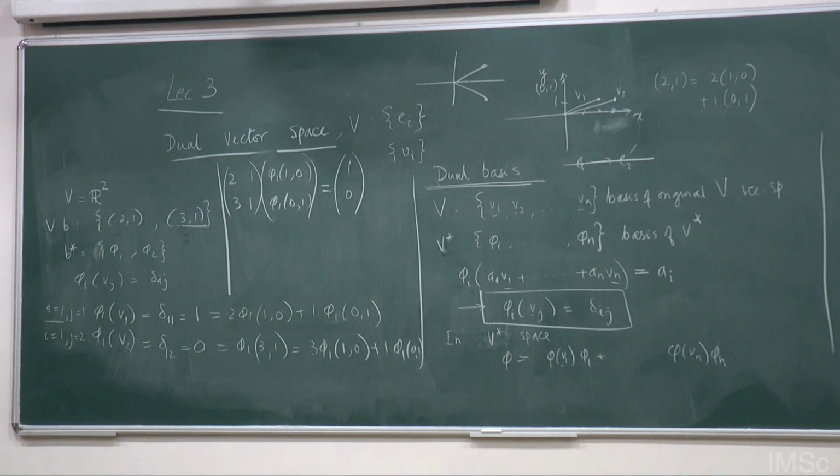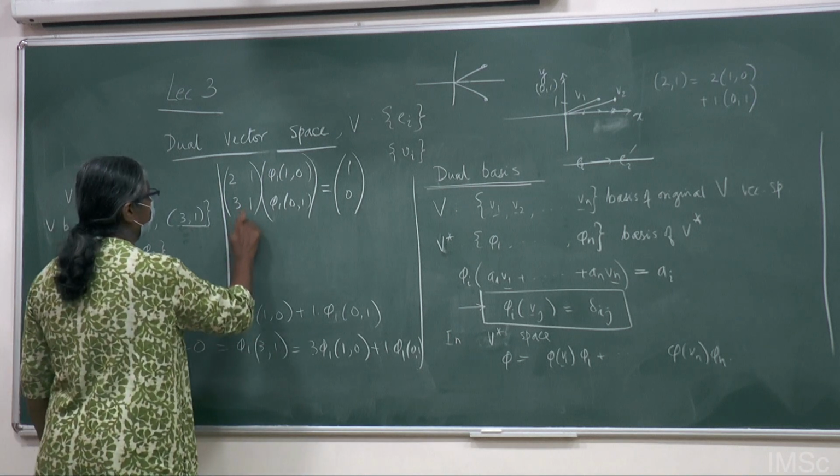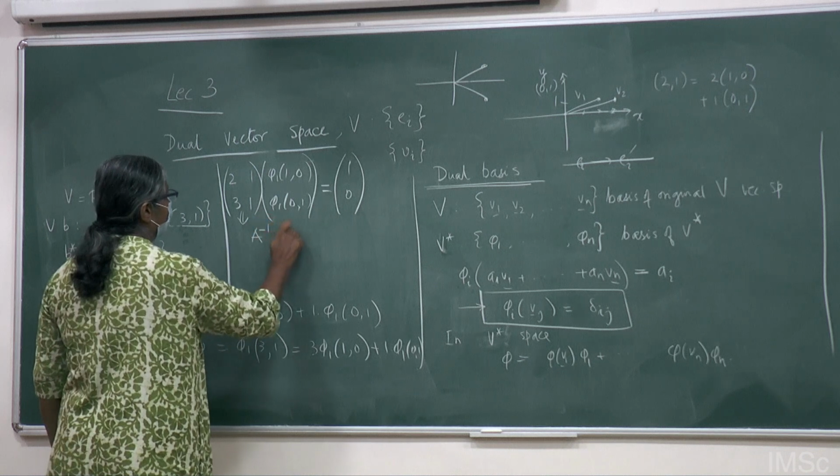I have two equations and two unknowns. Can I solve for it? Please solve and tell me the answer. First tell me this, let me call this matrix A. Can you please tell me A inverse?